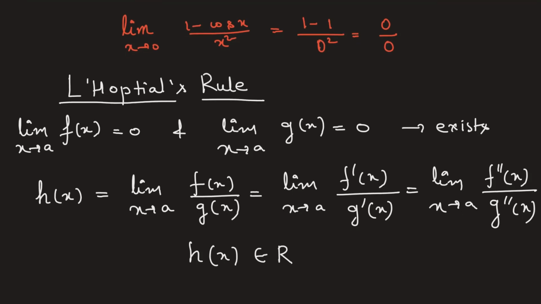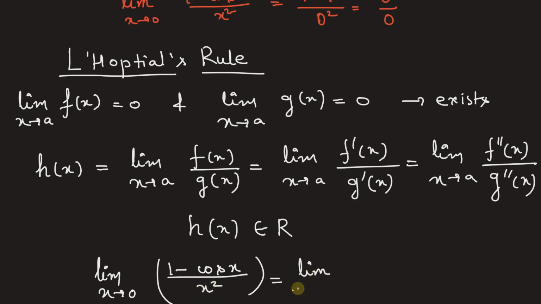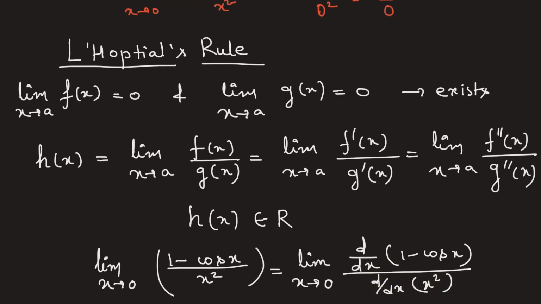Now coming to our problem, we are given limit x tends to 0, (1 minus cos of x) divided by x square. Now this is also a 0 by 0 form. What we will do, we will differentiate the numerator and the denominator separately. So we can write this as limit x tends to 0. Now if we differentiate the numerator, so we can write d upon dx of (1 minus cos x) whole divided by d upon dx of x square using L'Hopital's rule.